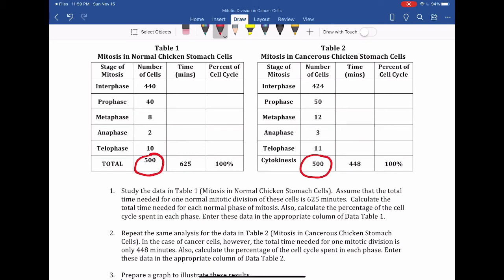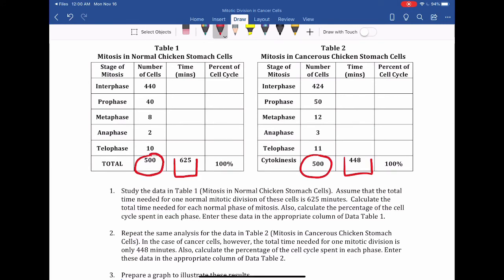And then they looked at the time that it took for these cells to complete mitosis. So notice here in the normal cells and in the cancerous cells, the cancerous cells took 448 minutes versus the normal cells took 625 minutes. So the cancerous cells are only like 2/3 of the amount of time. So that's pretty crazy. So remember, because they evade some of these cell cycle controls, they can go through the process a lot more rapidly, and that's not necessarily a good thing.